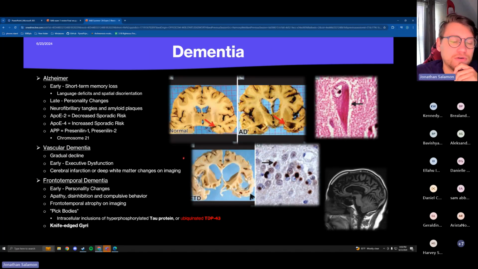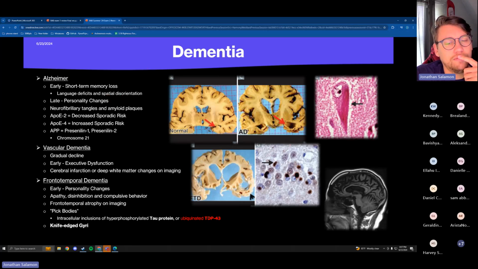As far as dementias go, the big ones here are knowing that APOE2 decreases the risk and APOE4 increases the risk. APP is your amyloid precursor protein, right? This is presenilin 1 and 2. It's on chromosome 21. People with Down syndrome are predisposed to Alzheimer's. They usually get it in their 40s. Early, you get memory loss. Late term, you get personality changes. That's when you basically don't recognize your family anymore.